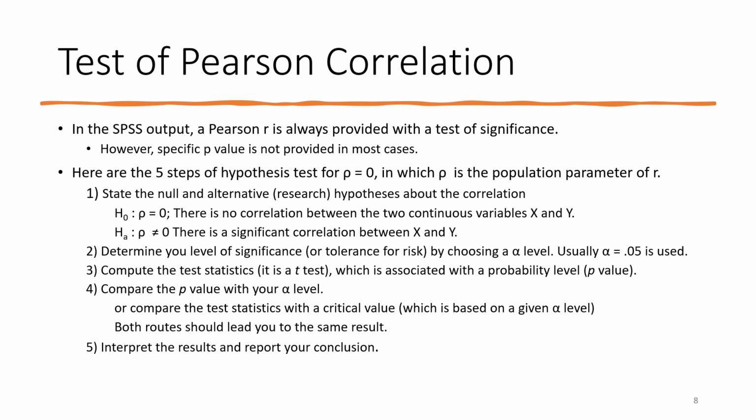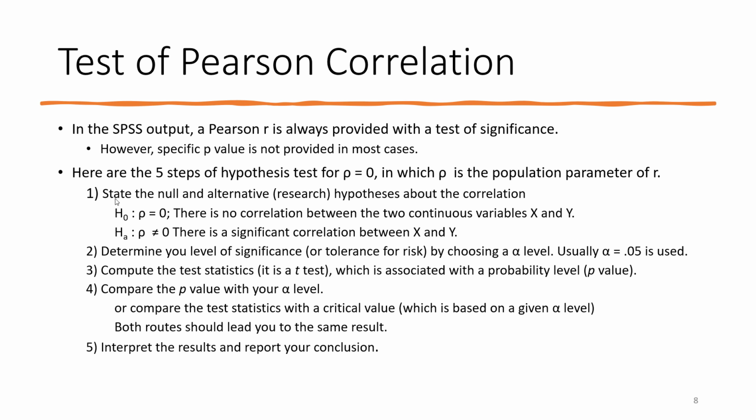Since bivariate measures are in most cases based on sample data, it is necessary to test the significance of R. In SPSS, the Pearson's correlation test checks whether R is significantly different from 0. The hypothesis test follows the same 5 steps.